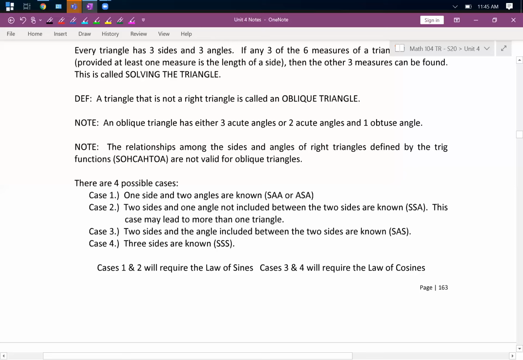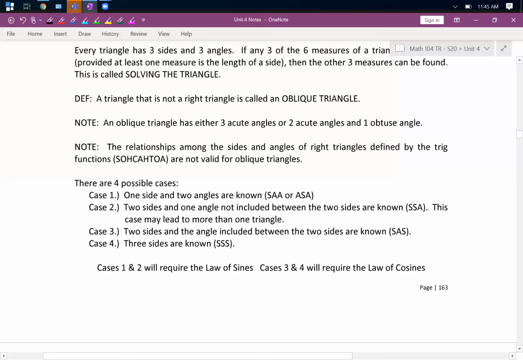Case 3 is 2 sides and the angle included between the 2 sides is known. That's our side angle side. And then lastly, all 3 sides are known. We're going to learn 2 different laws, one called law of sines and one called law of cosines. Case 1 and 2 require the law of sines, while case 3 and 4 require law of cosines.